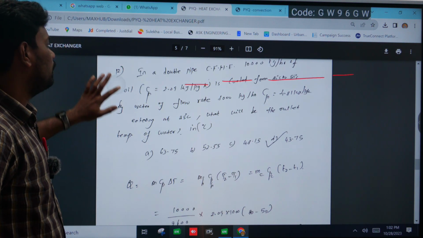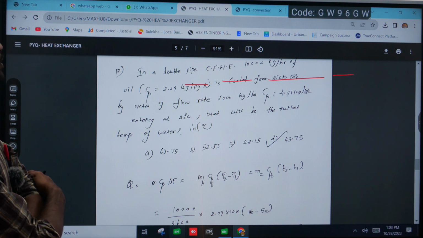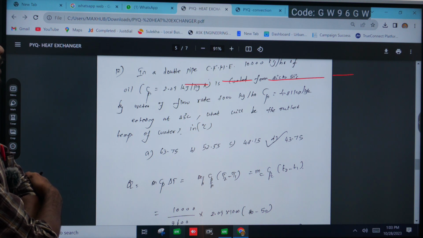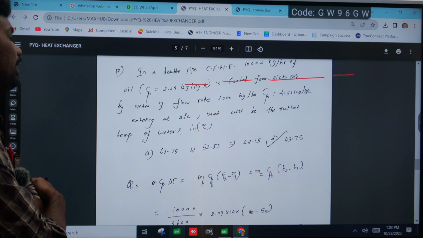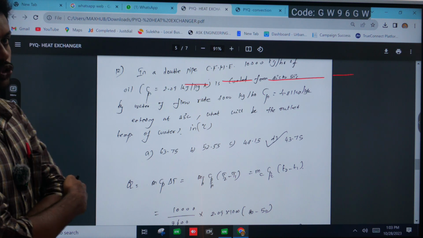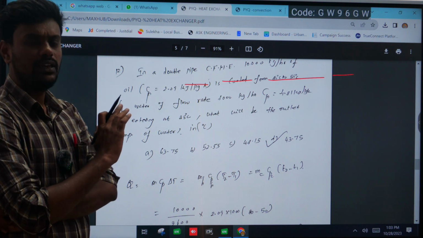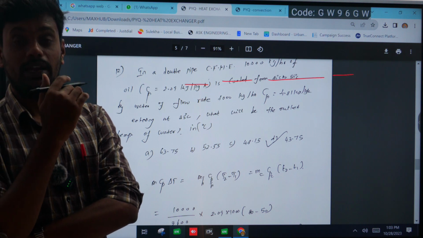Next, in a double pipe counterflow heat exchanger, 10,000 kg per hour of oil with specific heat Cp equal to 2.09 kJ per kilogram Kelvin is cooled from 80 degrees Celsius to 50 degrees Celsius by water of flow rate 8000 kg per hour and specific heat of 4.81 kJ per kilogram Kelvin, entering at 25 degrees Celsius. What will be the outlet temperature of water? This is a kind of heat exchanger analysis that we have seen in the lecture video. It is a kind of energy balance.